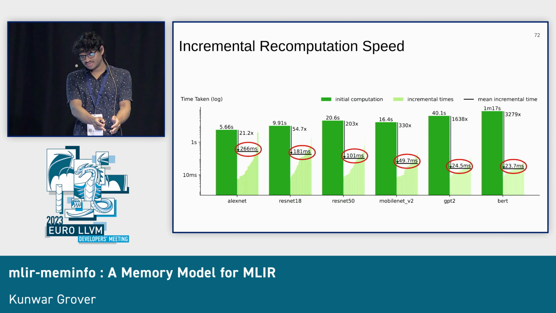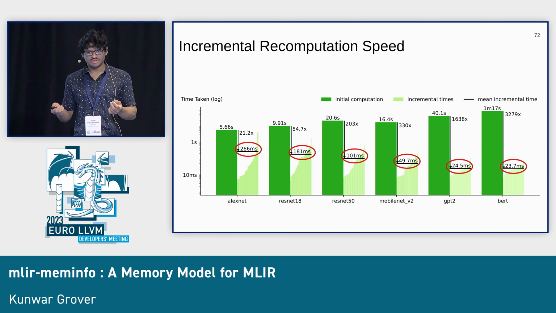bars is how long it takes for the initial computation, and each of the light green bars is how long it takes if you change one of the loops. So it turns out that some loops are harder, more complex than others. There is this one loop in AlexNet which actually is most of the time. But on average, if you change some random loop in the program, then you probably will spend about 100 milliseconds to recompute.